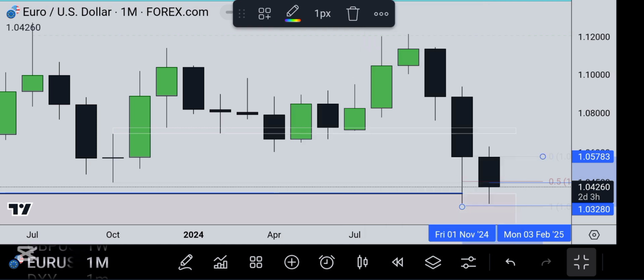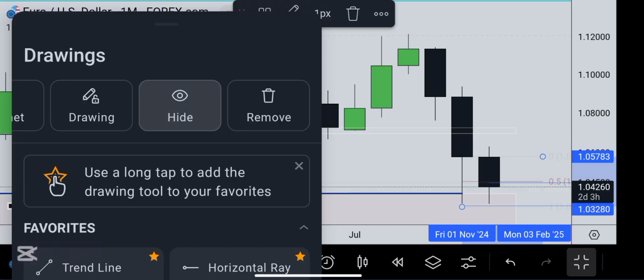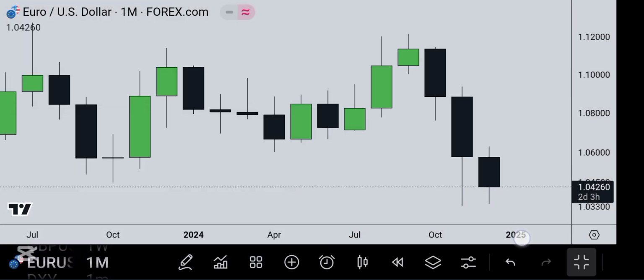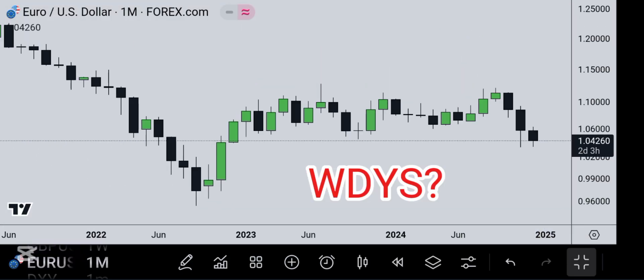First of all, let me hide all this annotation and ask you a simple question. What do you see? Notice there are no indicators in there. Do you see resistance? Do you see support? Do you see a fair value gap? Do you see a breaker block? Do you see an inversion fair value gap? Do you see institutional price delivery?